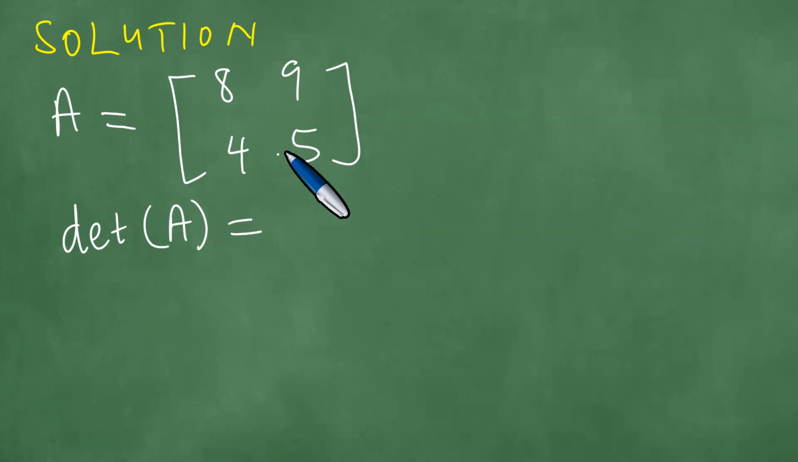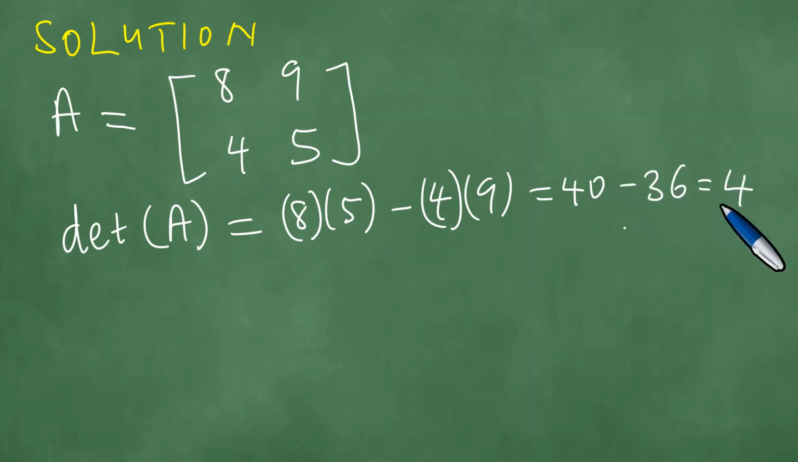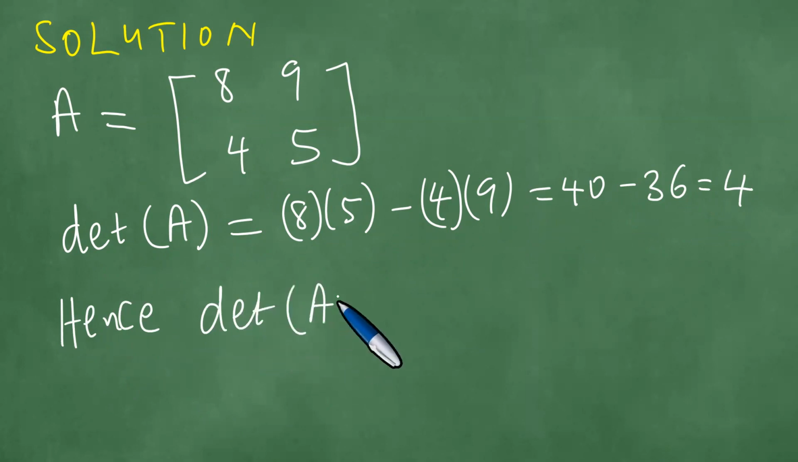What is the determinant of A? So you can just cross this out. 8 by 5 minus 4 by 9. That is the determinant. And so what is 8 by 5? It's 40. And this is 36. The difference is 4. And hence the conclusion is that the determinant of the matrix A is 4.